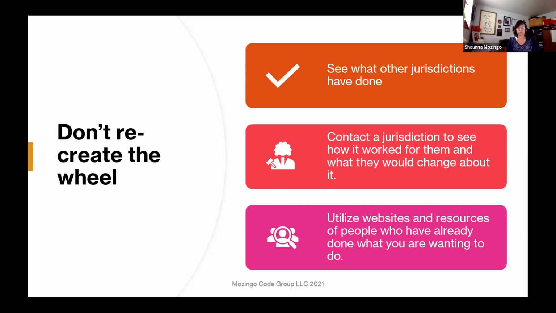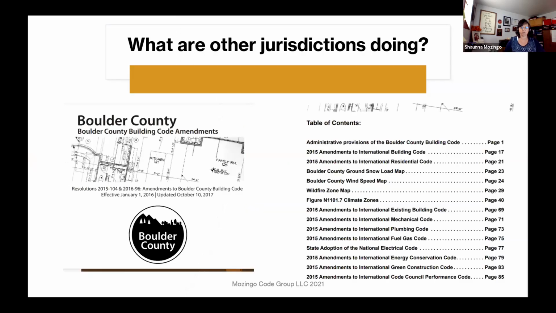But also utilize your websites and resources of people who have already done it. For example, this is an example of a jurisdiction. I just bring up Boulder County because I can see that Boulder County has adopted and has amendments for their green construction code. Well, I'm going to go in there and see what those are. If they've amended them, let's see what they are. What are their amendments to the energy code? What are their amendments to the existing building code?